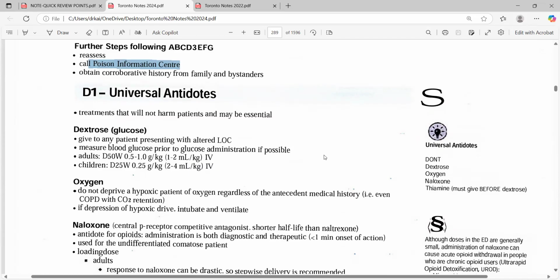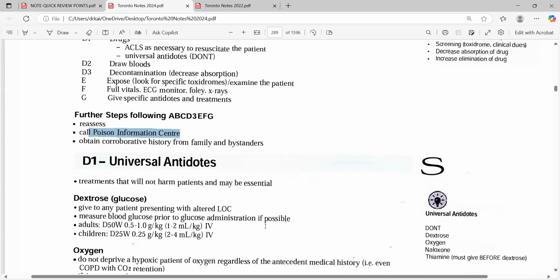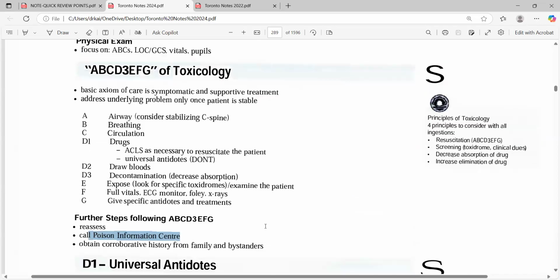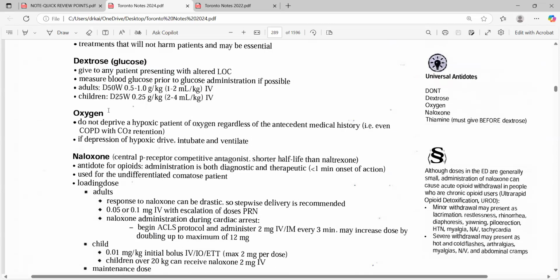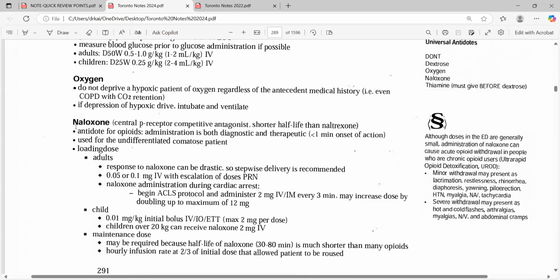You don't need to know how much you have to give. Just remember, these are the ones we inject into every patient wherever you feel any drug misuse or toxicology has happened. You give oxygen just to make sure. Then naloxone, the antidote for opioids.